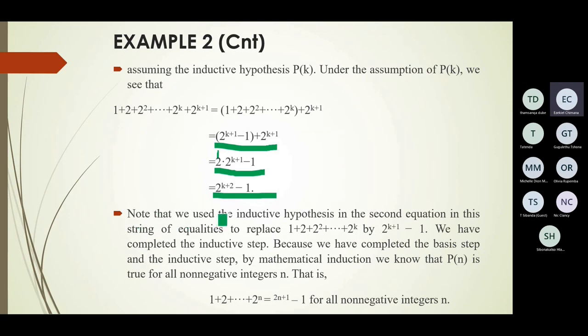So note that we used the inductive hypothesis in the second equation in this string of equalities to replace this one by this. So we have completed the inductive step, because we have completed the basis step and the inductive step. By mathematical induction, we know that P of n is true for all non-negative integers of n. So that is 1 plus 2 plus 2 to the power n is equal to 2 to the power n plus 1 minus 1 for all non-negative integers of n.